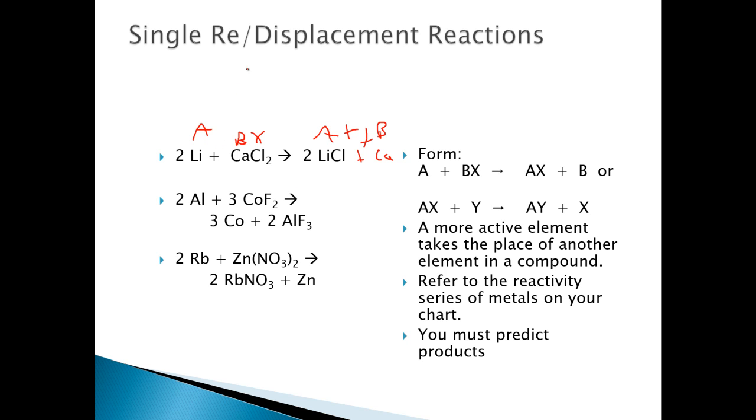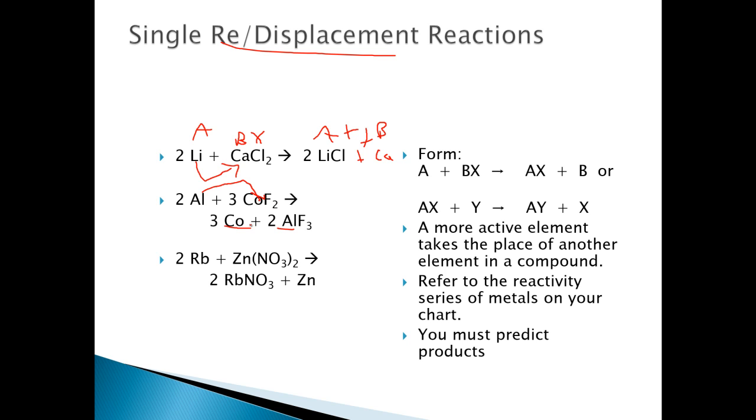Why it's called a replacement reaction is the lithium replaced the calcium on the chlorine. So that's all it is. One thing is replacing another in this whole reaction. All right. Same thing on the next one. It's 2 aluminum plus 3 CoF2. And what's happening is the aluminum is replacing the cobalt. So that was really easy.